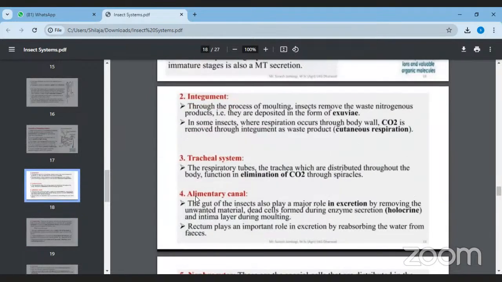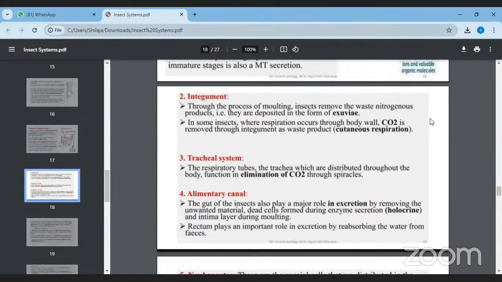Along with those tubules, we also say that the integument plays an important role by the body wall deposition in the insects where respiration occurs through the body wall. CO2 is removed through the integument as a waste product, which we call cutaneous respiration. The tracheal system is also involved, where the respiratory tubes, the trachea, which are distributed throughout the body, eliminate the CO2 through the spiracles.